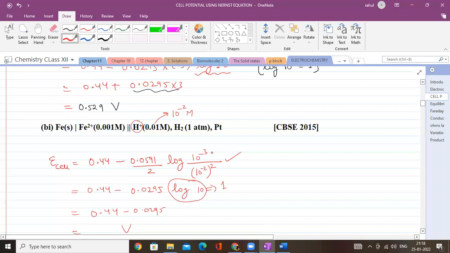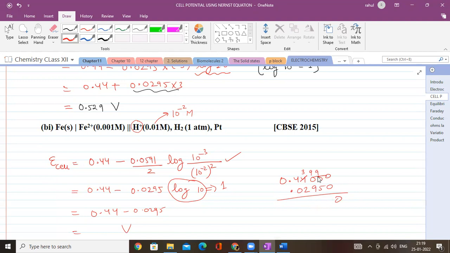And once it goes up, it becomes 10 to the power plus 4. And of course that becomes log 10, and log 10 is 1. So again 0.0295. This time 0.44000, you have to subtract 0.0295. So if I try to subtract, this is 3, this is 9, this is 9, this is 10. Sorry, the last one is 10, right? So this is 10, so 5, this is 0, 1, 4. 0.4105 volt will be your answer.